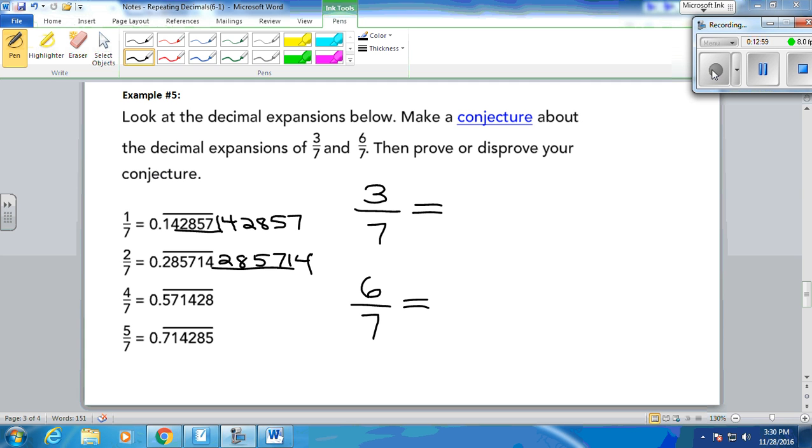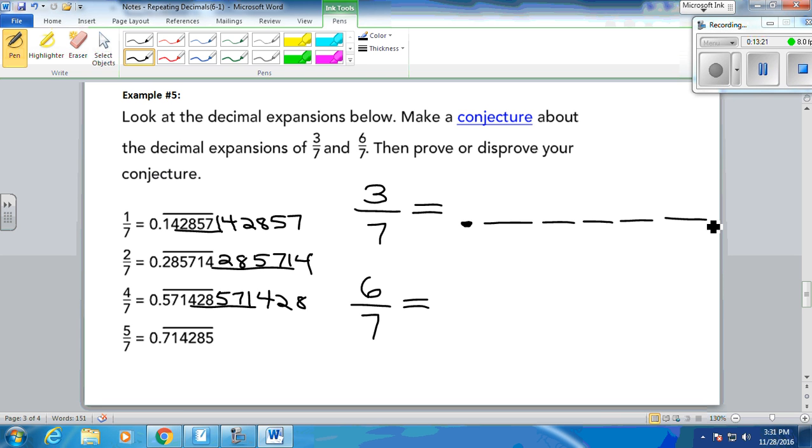So if I keep looking at this one too, 5, 7, 1, 4, 2, 8, we go 5, 7, 1, 4, 2, 8. And again, I would see 4, 2, 8, 5, 7, 1 right there. So the same series of numbers is repeating when I have a 7 in the denominator. So I'm going to say that both of these decimals, space that out a little bit better, both of these decimals repeat after 6 places. 1, 2, 3, 4, 5, 6. 1, 2, 3, 4, 5, 6.